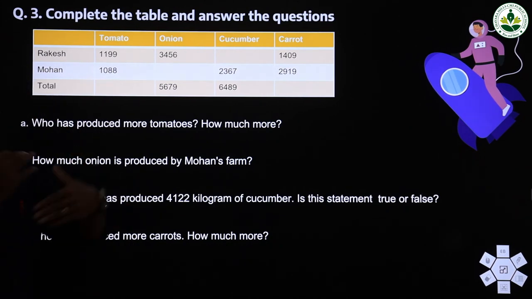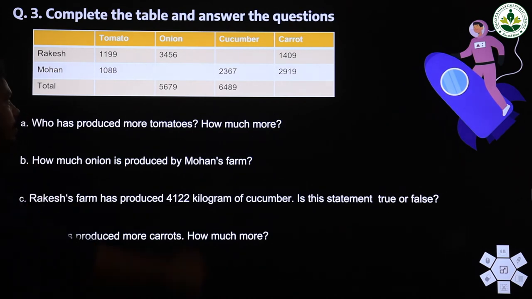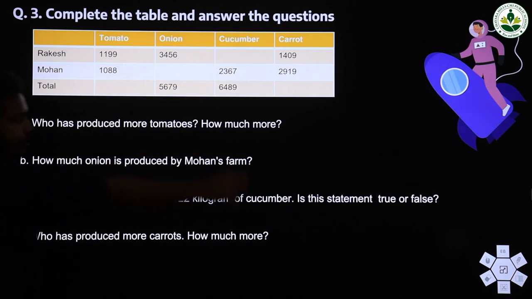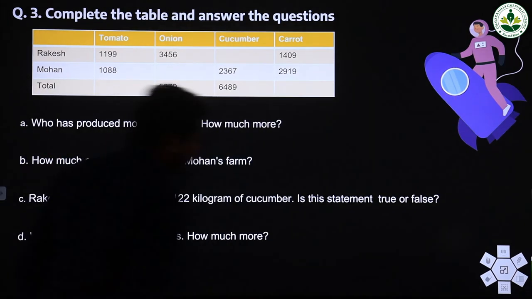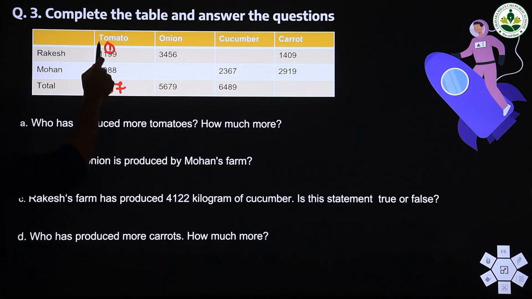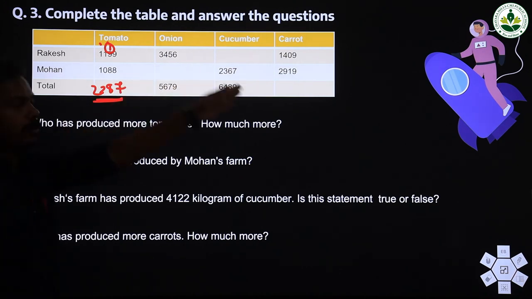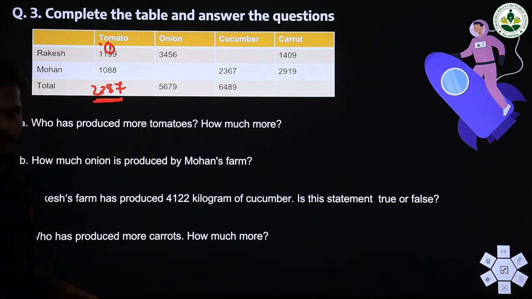For finding the total, which operation do we use? We use addition. So we need to add these two numbers. 9 plus 8, that is 17. Carry over 1. 9 plus 1, 10. 10 plus 8, 18, carry over 1. 1 plus 1, 2. So the total number of tomatoes is 2287.